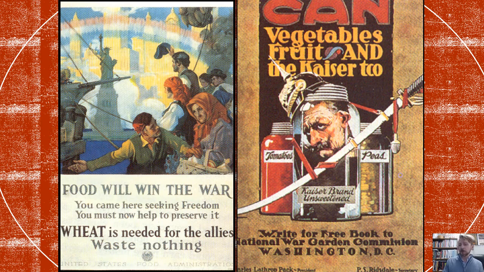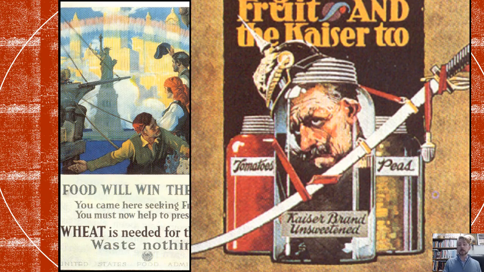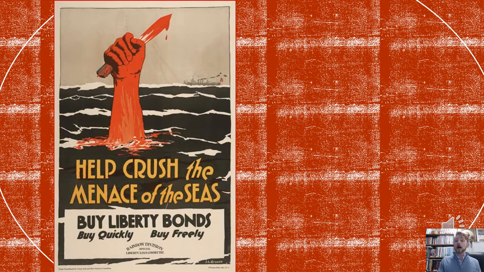Americans were encouraged to save food, can vegetables, grow their own gardens. Can that Kaiser, the leader of Germany? Buy bonds and crush those Germans who want to take away freedom and liberty.